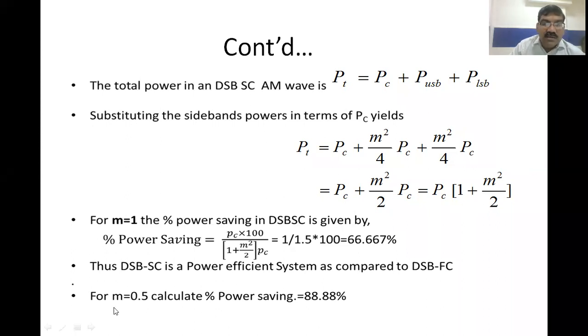But if you have the modulation index of 0.5, then your power saving is 88.88%. So around 89% of the power you are saving. So as your modulation index is lower, you are saving more power. So in the double sideband suppressed carrier, you are saving this much power. Based on this, such types of numericals may be asked in the exam. These are very simple numericals, maybe one part of the numerical.